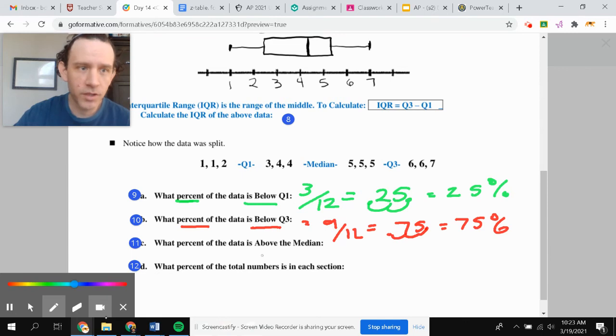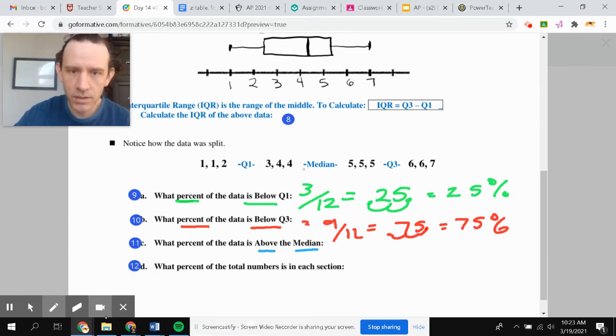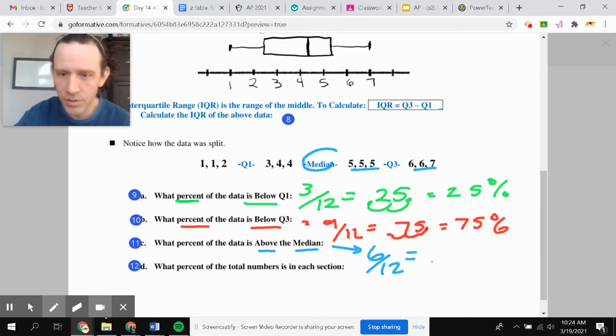Let's keep going. We're looking for the percent above the median. So where's the median? Right there. How many numbers are above the median? There's 3, plus another 3, which is 6. So 6 over 12 is 1/2. If I plug that in the calculator, it's 0.50. And that's a 50%.